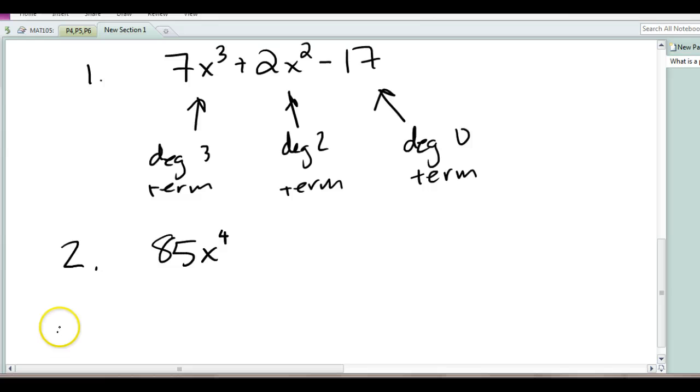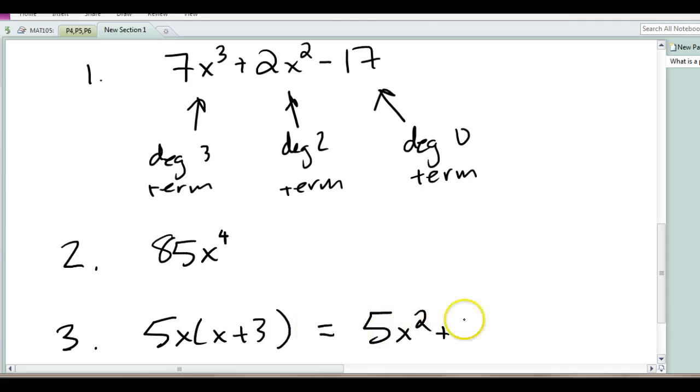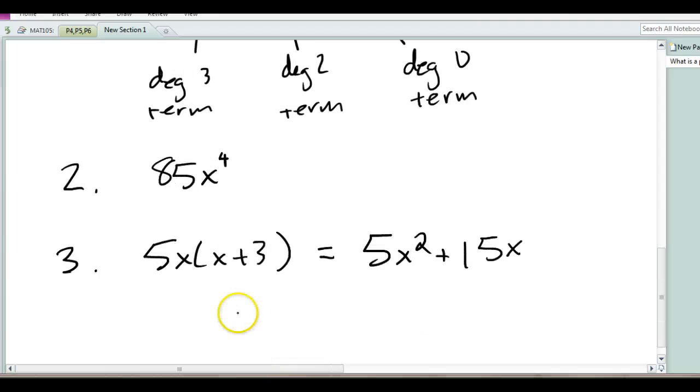Or you could have something that might not be multiplied out. If you have something like 5x times x plus 3, and I asked you what is the degree of this polynomial, you wouldn't want to jump to any conclusions and say, okay, the highest power I see is 1, so it's a degree 1 polynomial. Instead, you'd want to expand that as 5x squared plus 15x using the distributive law, and you would see that this is actually a degree 2 polynomial.